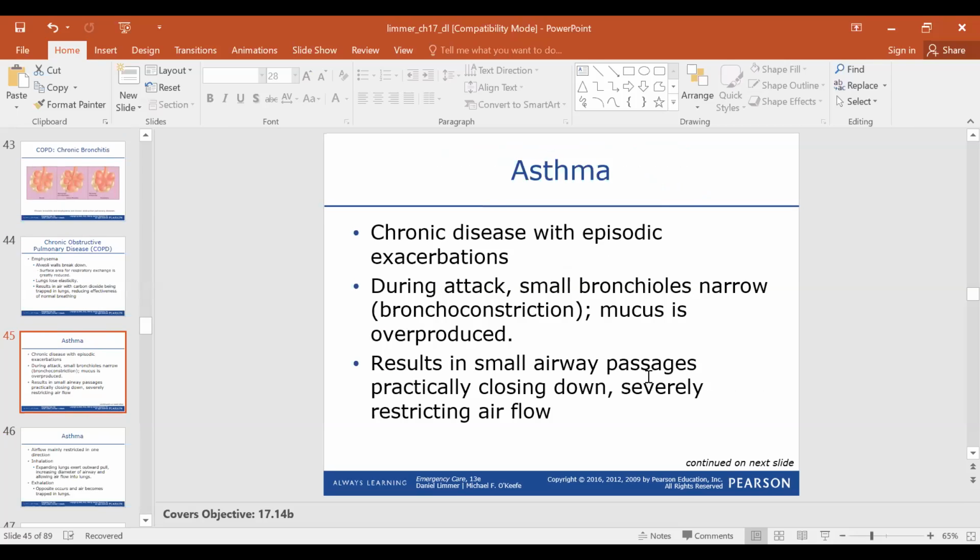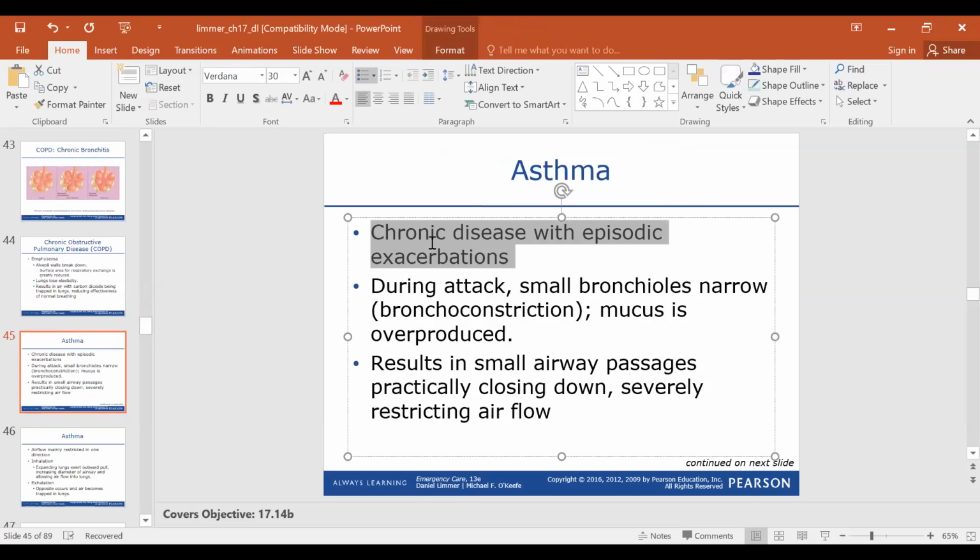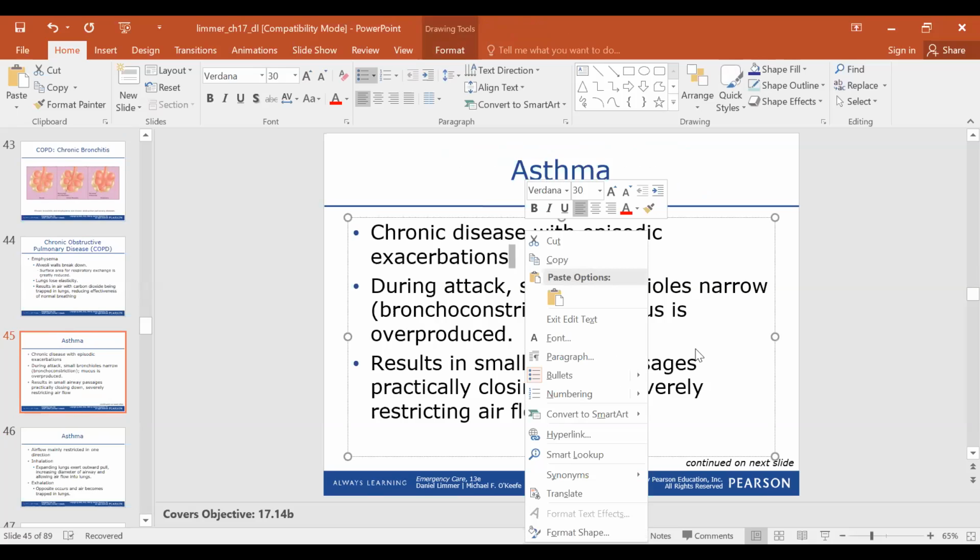Asthma, I think we talked about asthma plenty so far, so I'll just read these, and if anything comes to mind, I'll say it. But if you have any questions, like always, please ask away. So it's a chronic disease with episodic exacerbations. A lot of kids, when they're out playing around, their asthma can be provoked, and they can go into a little asthma attack.